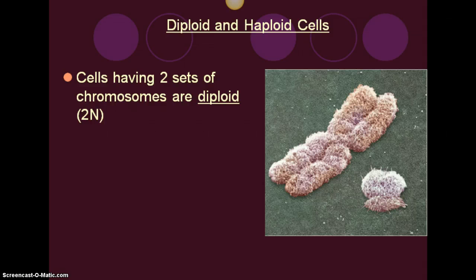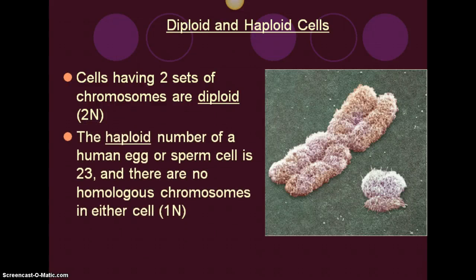So diploid are cells that have two sets of chromosomes, and they're represented by 2N. So they have two sets of every single chromosome, and that's like the karyotype we just looked at. That would be 46 chromosomes. One set from your mom, one set from your dad. The haploid number of chromosomes is 23 for humans, half of 46. And this haploid number is going to occur in egg and sperm cells only.